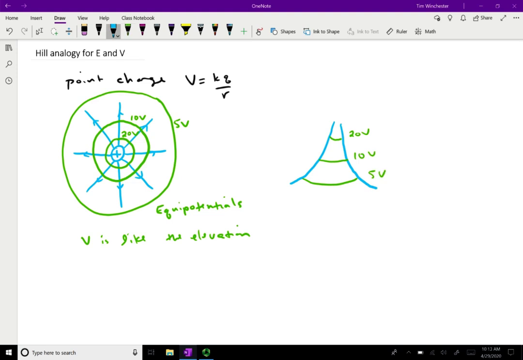Then trying to make sense of what the electric field looks like here, well, the electric field points outward radially from the center. So it's essentially pointing downhill everywhere along this hill, if you want to think of it as a hill. So V is like the elevation, and E points downhill.